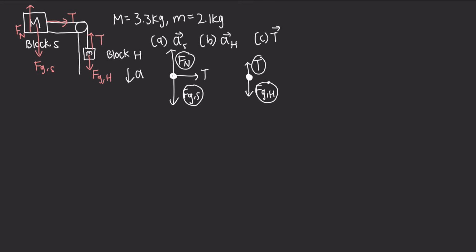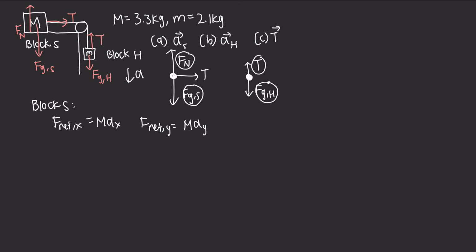Okay, so now that we have the free body diagrams, we can apply F net equals ma to the sliding block. So for block S, or the sliding block, we have in the x direction, F net in the x direction is equal to m times the acceleration in the x direction, and the net force in the y direction is equal to mass times the acceleration in the y direction.